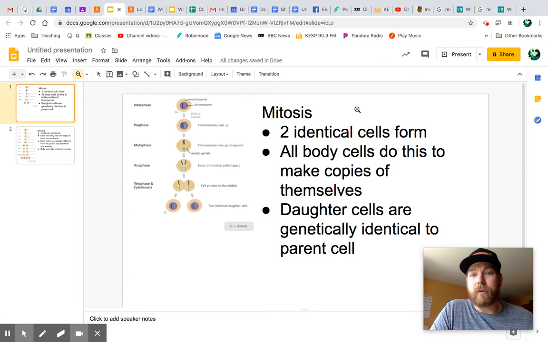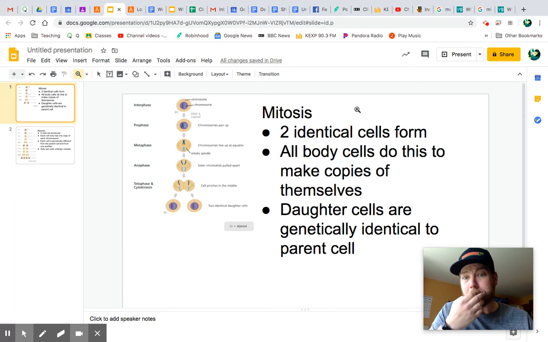Cells do this to make copies of themselves because cells need to replace themselves. Cells die, they get damaged, whatever. So when cells need to reproduce, this is what they do. One cell basically makes a copy of everything inside of it and splits into two.